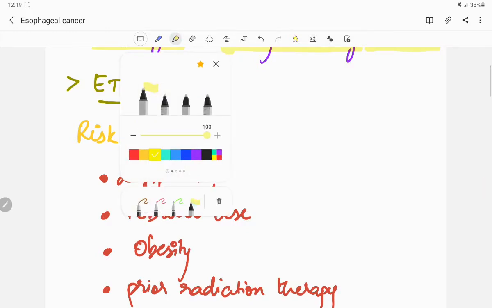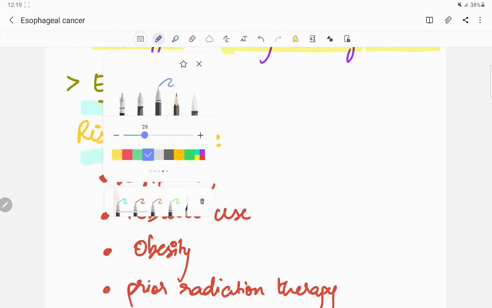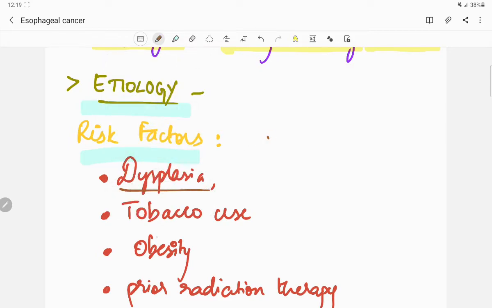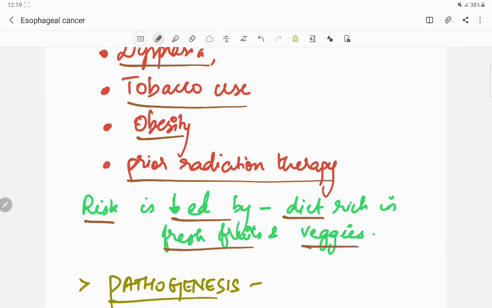The etiology. Risk factors include dysplasia, tobacco use, obesity, and prior radiation therapy. Also, the risk is decreased by consuming diet rich in fresh fruits and vegetables.